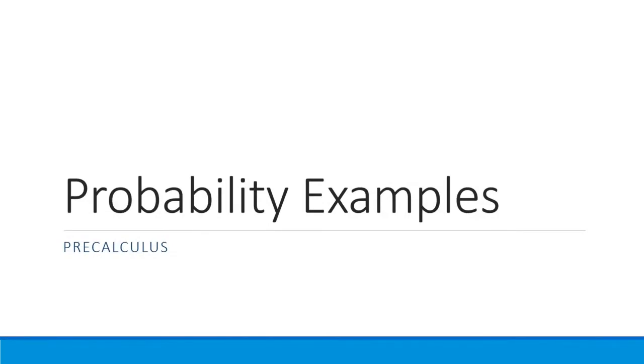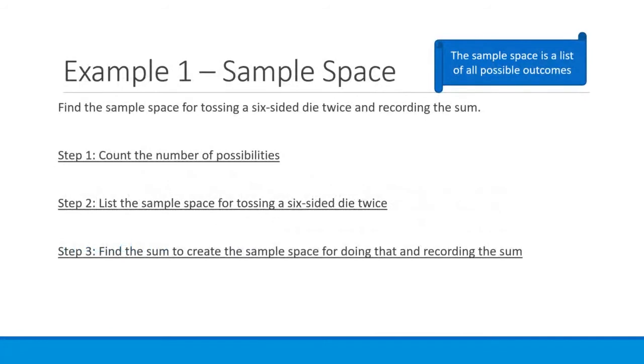Okay, so today I wanted to give you guys some additional examples of probabilities. So I have about 6 of them here that I will go through. So the first one is an example of sample space. So the sample space is a list of all possible outcomes.